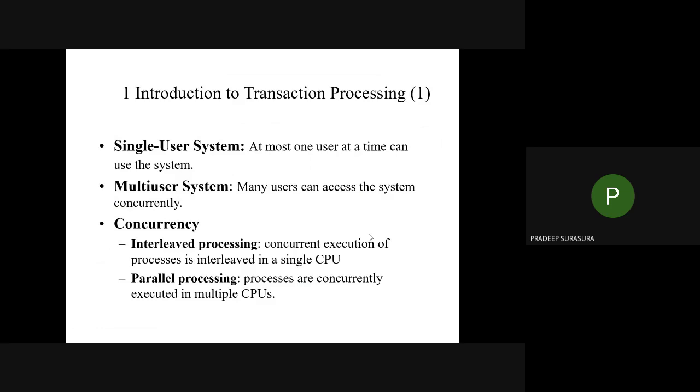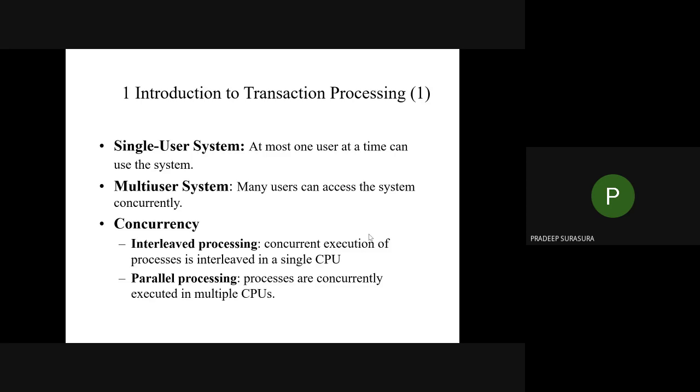The actual meaning of a transaction is that it is a kind of operation, either read or write, applied on an object. A transaction is a simple operation, either read or write, applied on a particular object, like read X, write X, read Y, write Y, like that.